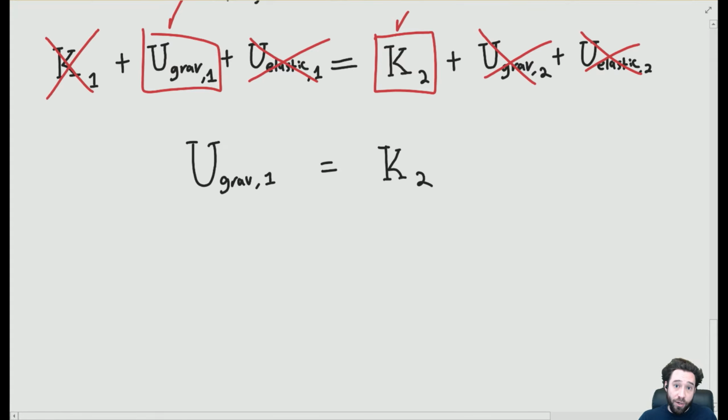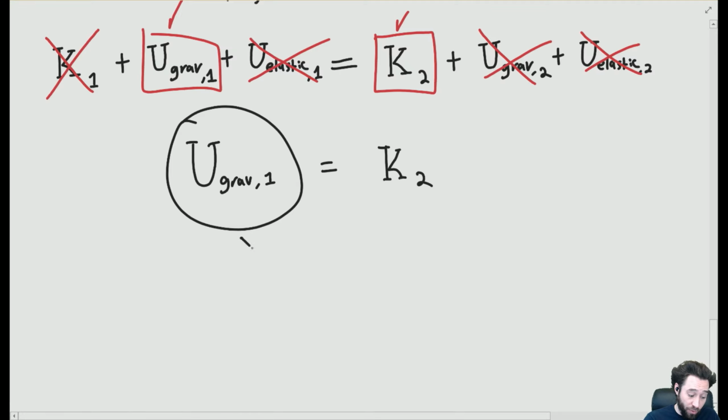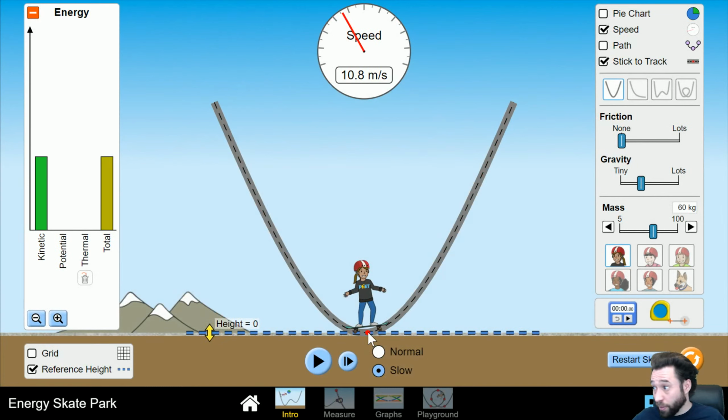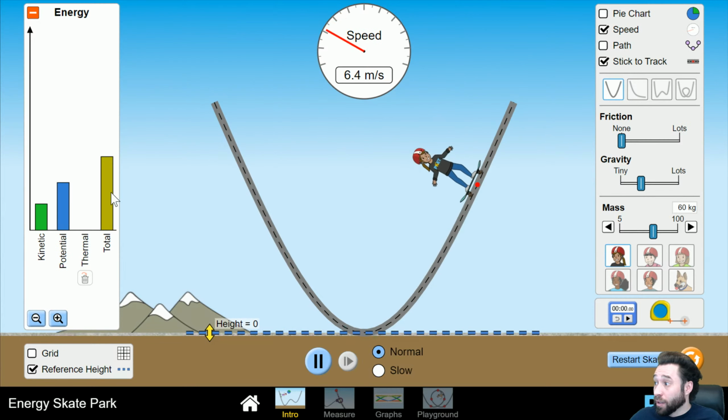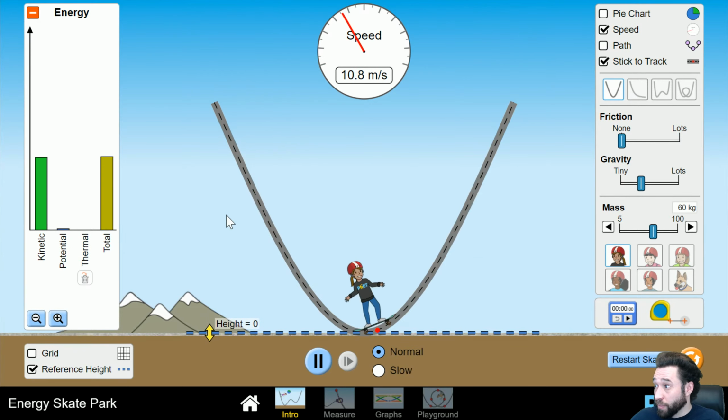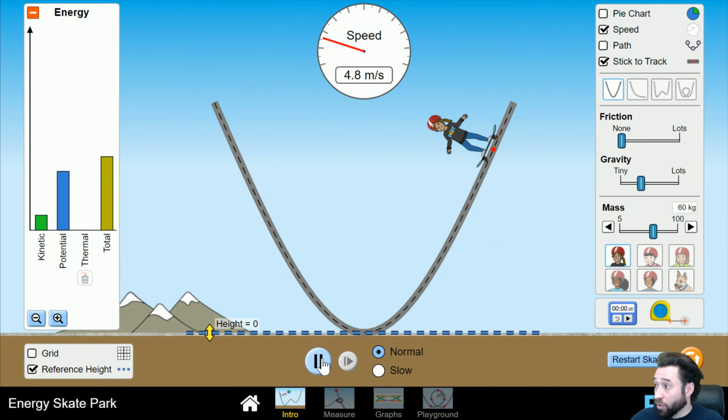So all of my energy at state 1 was in the form of gravitational potential, and all of my energy changed from gravitational potential into kinetic when it got to state 2. And I know that the total amount of energy remains the same throughout the entire process. So it doesn't matter where I'm at, the total stays constant.